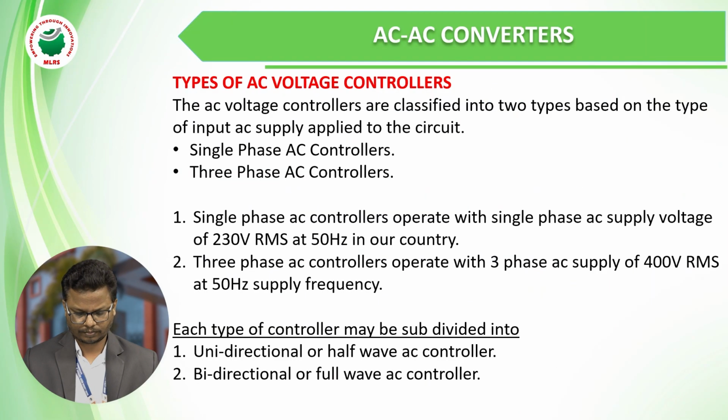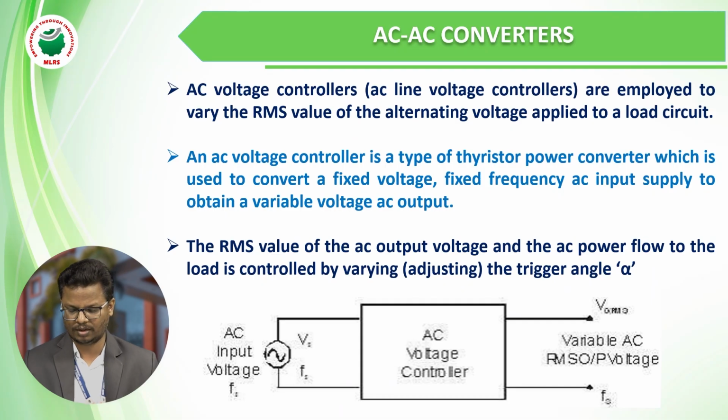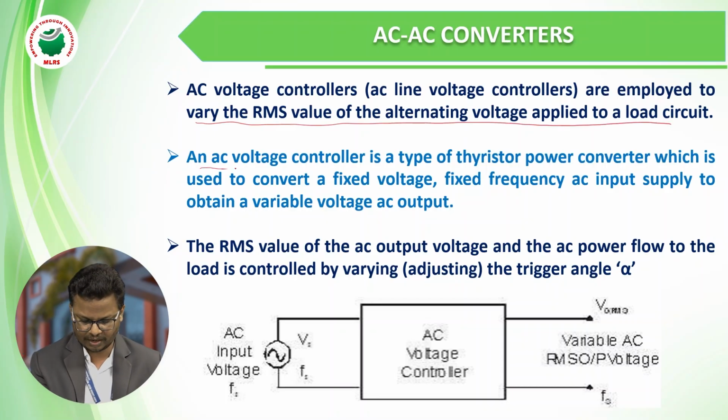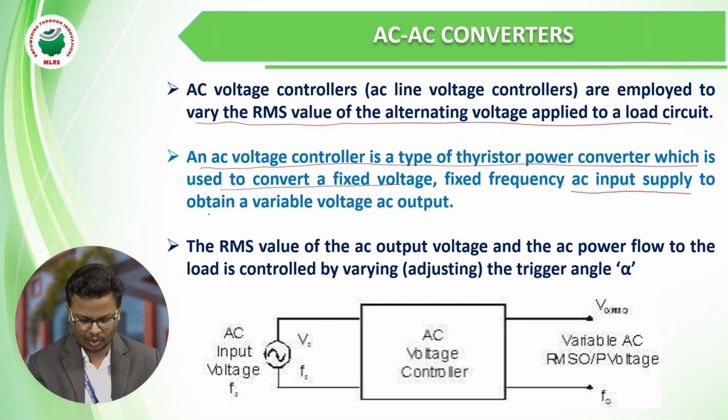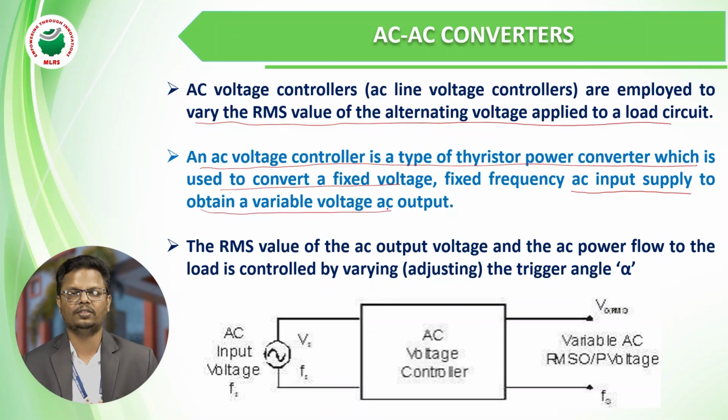AC voltage controllers are employed to vary the RMS value of the alternating voltage applied to a load circuit. An AC voltage controller is a type of thyristor power converter used to convert a fixed voltage, fixed frequency AC input supply to obtain a variable voltage AC output. The RMS value of the AC voltage and the AC power flow to the load is controlled by varying the triggering angle alpha.